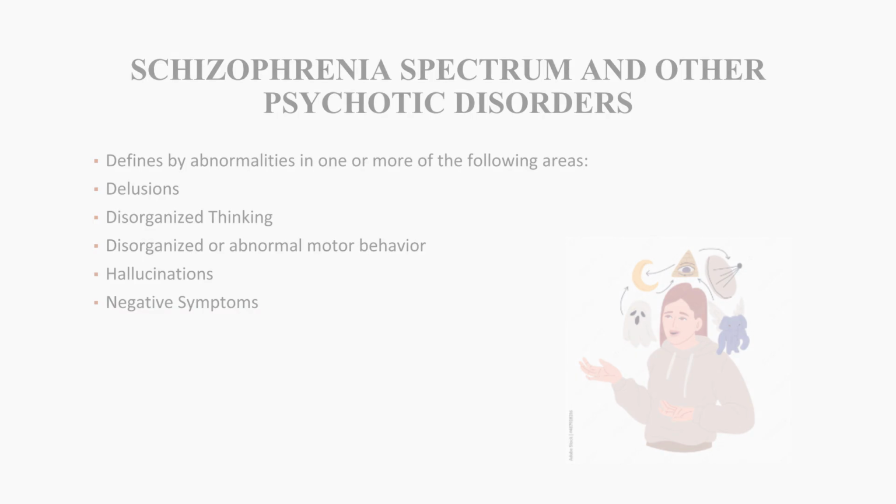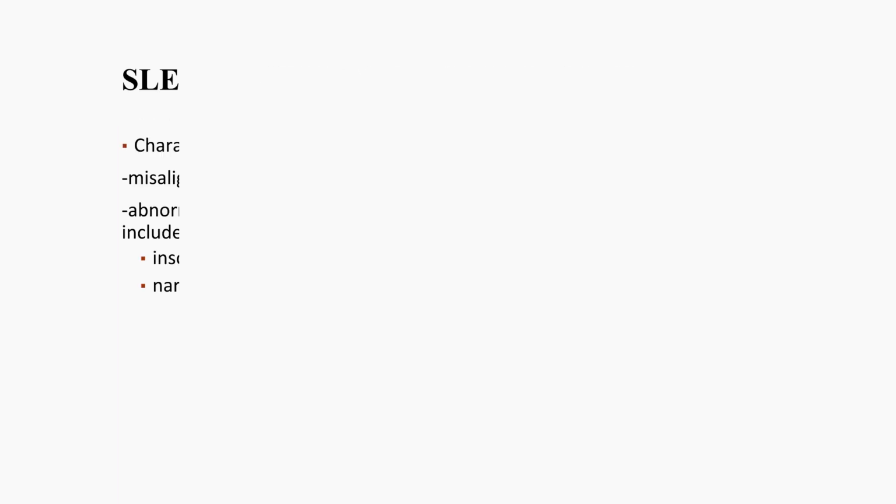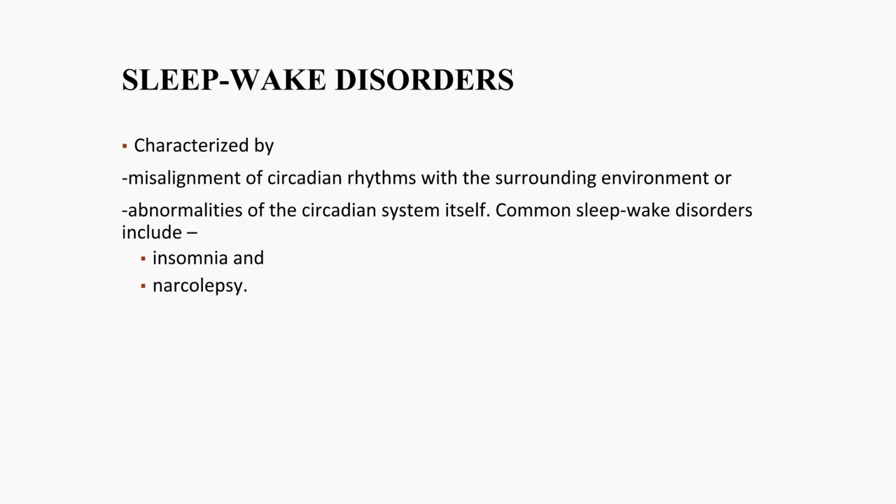We have the next one, that's the sexual dysfunctions. This heterogeneous group of disorders is characterized by a person's inability to fully engage in or experience sexual pleasure. Some of the most common sexual dysfunctions include delayed ejaculation, erectile disorder, female orgasmic disorder, female sexual interest or arousal disorder. Sleep-wake disorder: there are several different types of sleep-wake disorders and all involve problems in falling asleep or staying awake at desired or socially appropriate times.